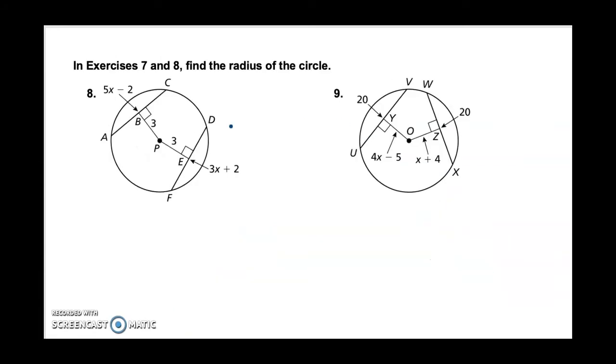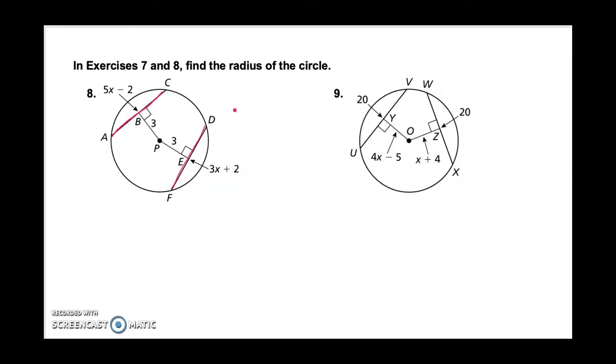Alright, last couple. Number 8. In exercises 7 and 8, find the radius of the circle. Well, we're probably going to have to find some other things first, so let's look at what they've given us here. They've given us that both of these are 3, so they're equidistant from the center, which means that these chords are congruent. So we're almost definitely going to need to find x before we can find the radius, so let's start there.